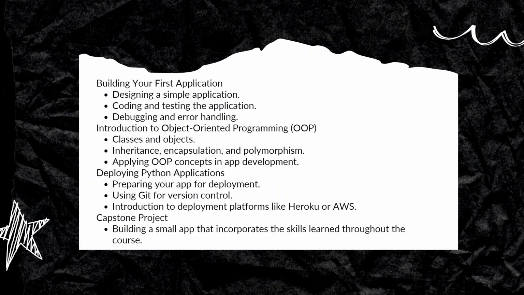Introduction to Object-Oriented Programming, or OOP: classes and objects, inheritance, encapsulation, and polymorphism, applying OOP concepts in app development. Deploying Python applications: preparing your app for deployment, using Git for version control, introduction to deployment platforms like Heroku or AWS. Capstone project: building a small app that incorporates the skills learned throughout the course.